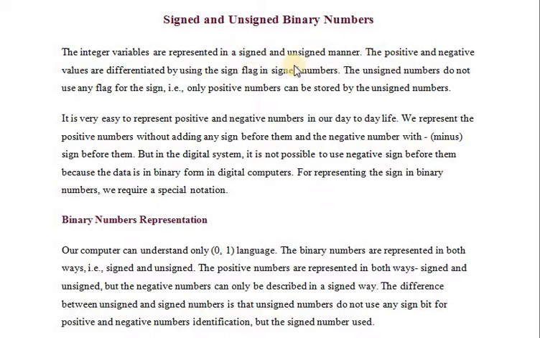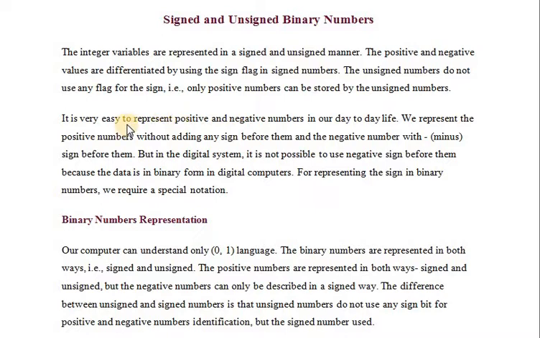So the positive and the negative values are differentiated by using the sign flag in signed numbers. That is, minus is used for negative numbers and plus is used for positive numbers. That is how we are going to differentiate the positive and negative values. The unsigned numbers do not use any flag for the sign. For example, if we have a positive number, we don't need to put a plus. If there is no negative sign, that indicates it is a positive number. Only positive numbers can be stored by the unsigned numbers.